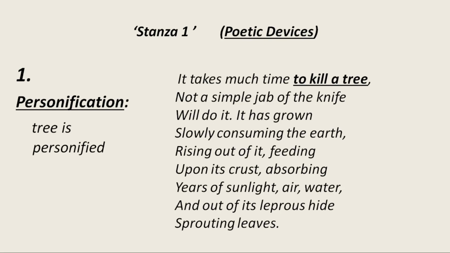In first stanza, the first poetic device is personification. See the very first line. It takes much time to kill a tree. Stanzas are given on the right hand side of your screen. In the first line, it is written to kill a tree. Now, the poet is not saying to cut a tree. He is saying to kill a tree, because he treats a tree as a person. So, it is called personification.